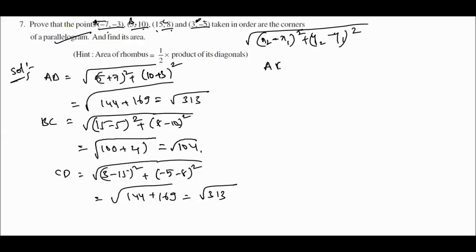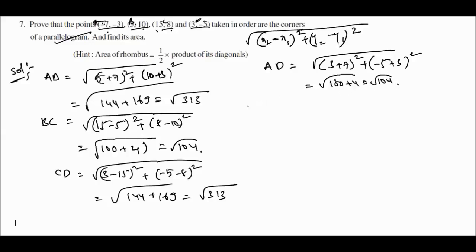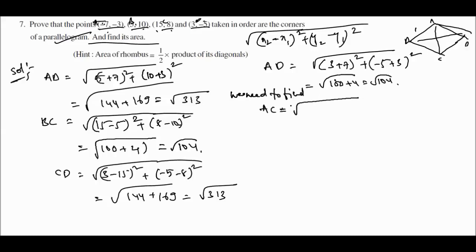After that AD. AD is equal to under root of (3 plus 7) whole square plus (minus 5 plus 3) whole square, which is 10 square 100 plus 4, equal to 104. Now we need to find the area of the parallelogram, so we need to find AC. AC is the diagonal one.